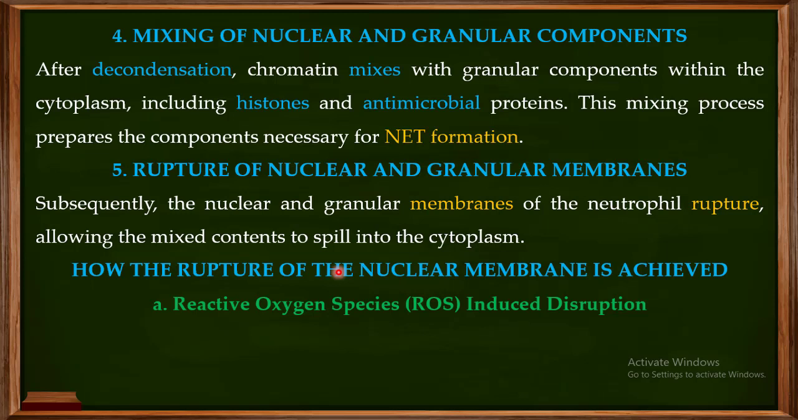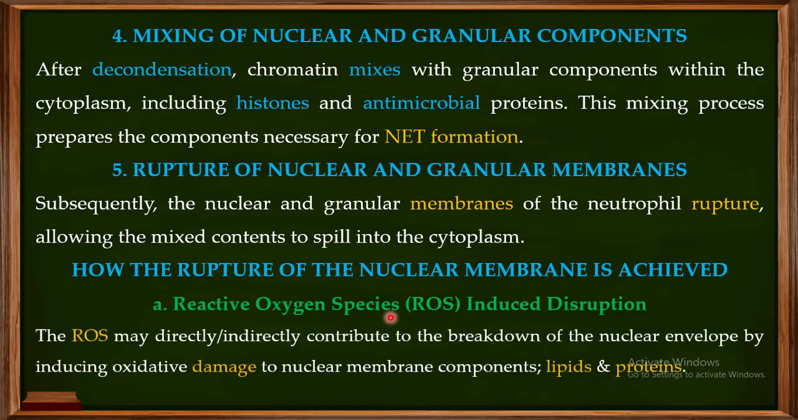The first one is the reactive oxygen species induced disruption. What happens is that the reactive oxygen species, as I told you, are produced after the activation of the neutrophils. So the reactive oxygen species directly or indirectly contribute to the breakdown of the nuclear envelope by inducing oxidative damage to the nuclear membrane components like the lipids and the proteins. And this is one of the most established phenomena, that the reactive oxygen species are responsible for the rupturing of the membranes.